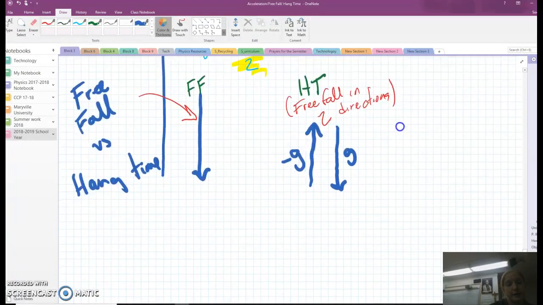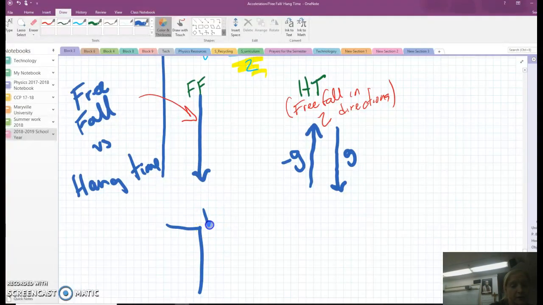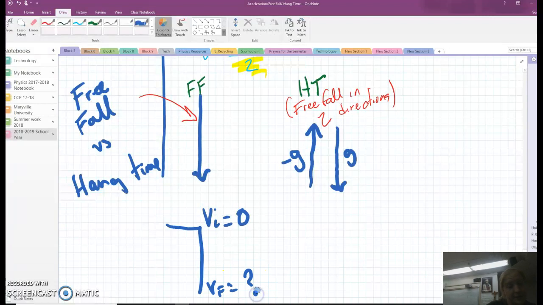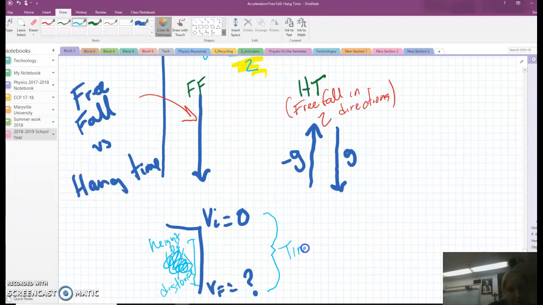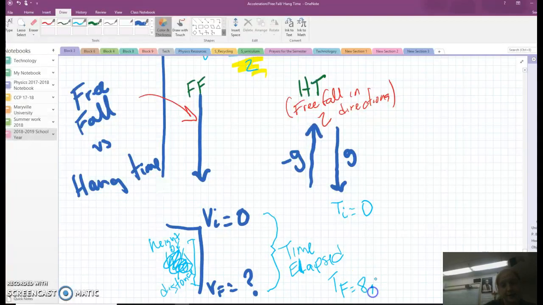Okay, first thing I need you to realize, free fall, if you just fall off a cliff, your VI will be 0. Your VF will be something. Other things that you have to know for an equation like this is either distance or height, or you could know the time elapsed. And again, T initial in this case would be 0, T final equals 8 seconds.